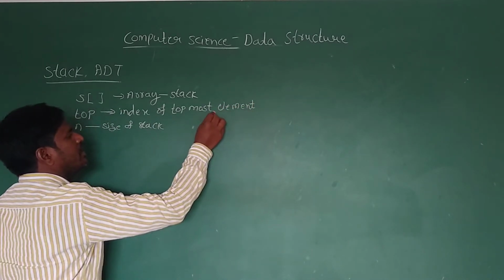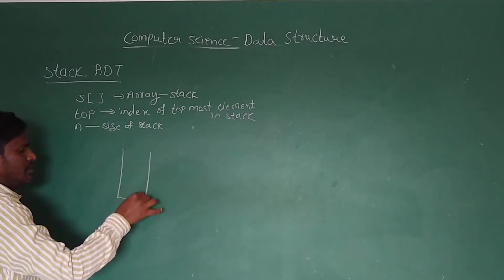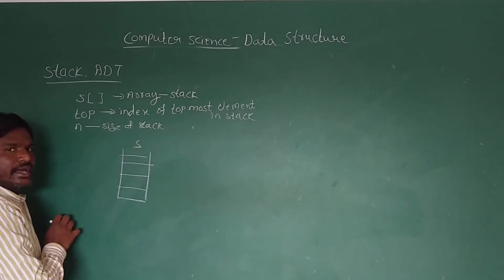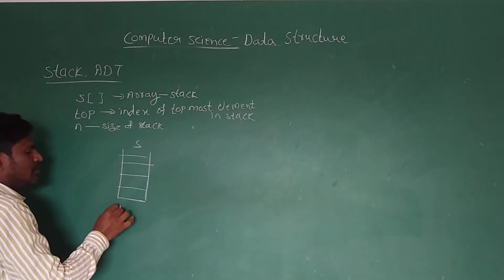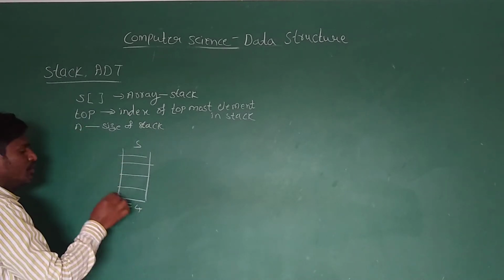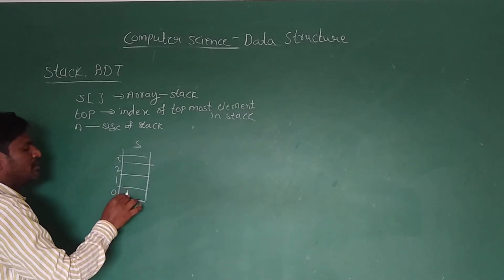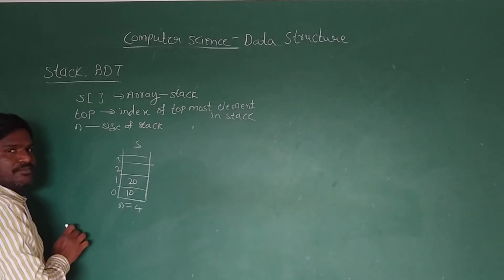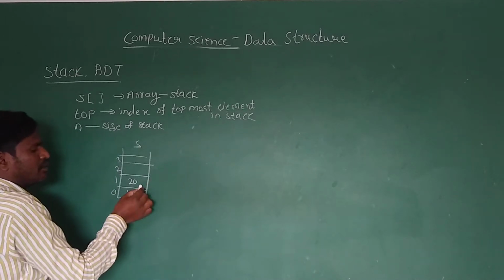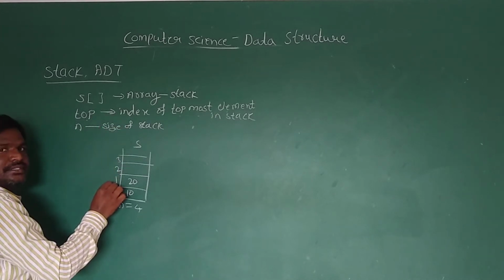So for example, suppose this is a stack, this whole thing is S. The size is 1, 2, 3, 4. Size is 4, N is 4. So 0th index, first index, second index, third index. Assume these are the elements 10, 20. What is the topmost element in the stack? 20. What is the index of 20? 1. The top value will be 1.